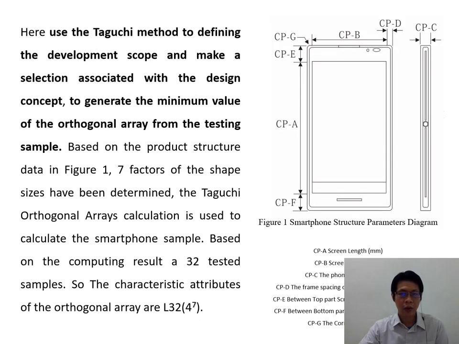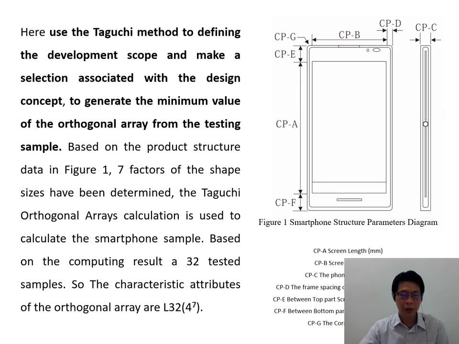We use the Taguchi method to define the developed scope and to make the selection associated with the design concept to generate the minimum value of the orthogonal array from the testing sample. Based on the product structure data in Figure 1, 7 factors of the shape size have been determined. The Taguchi orthogonal array calculation is used to calculate the smartphone sample.